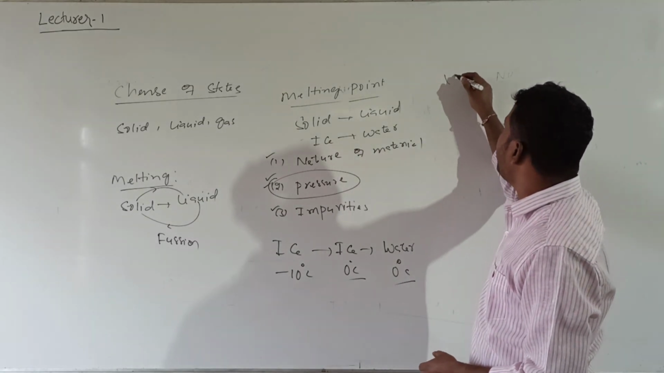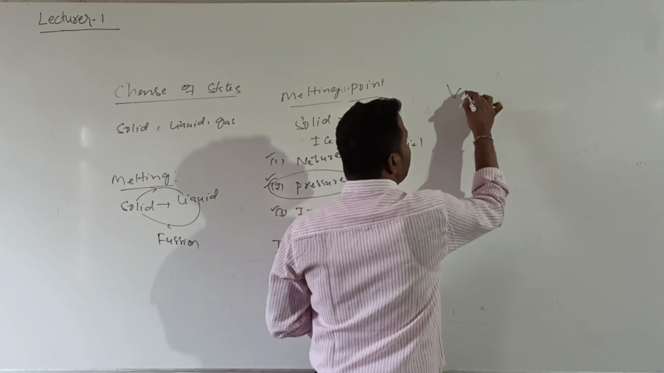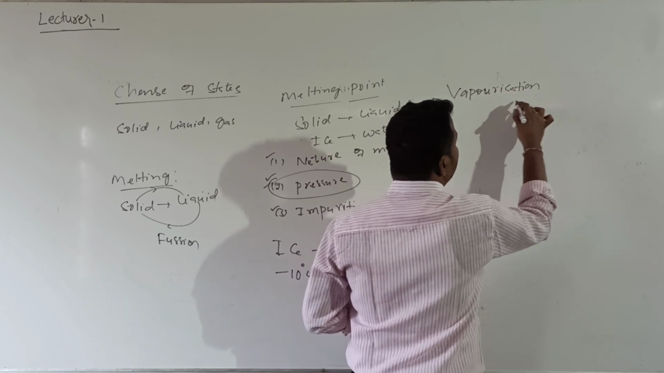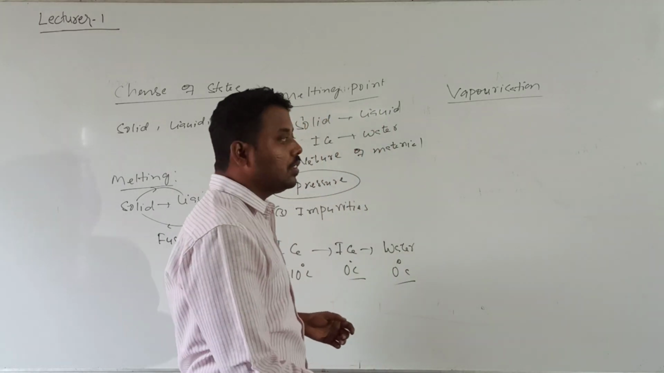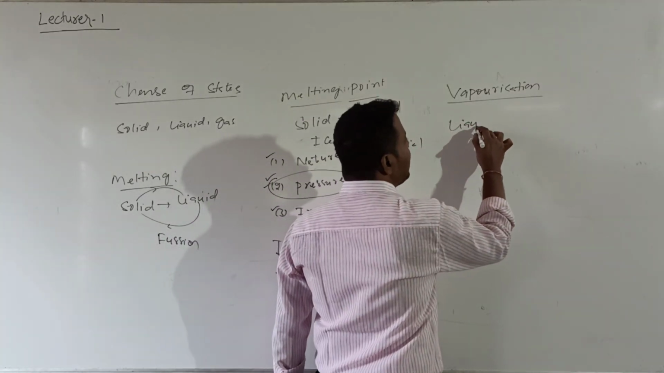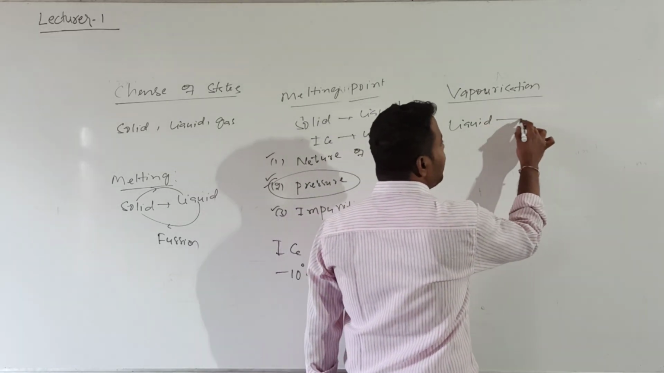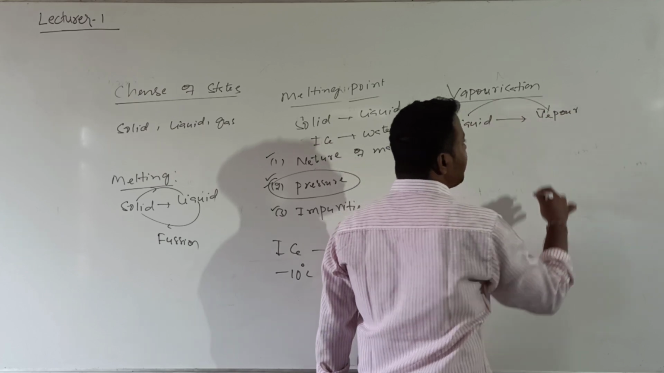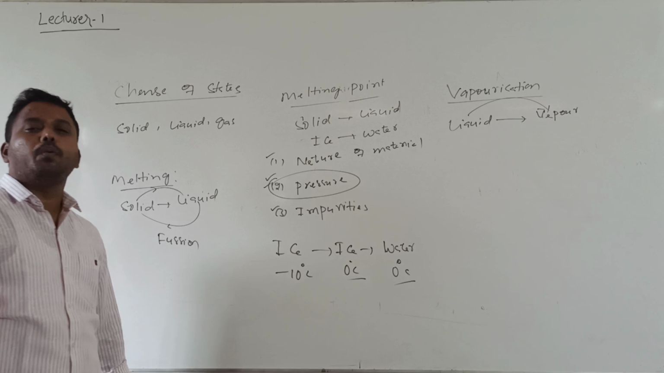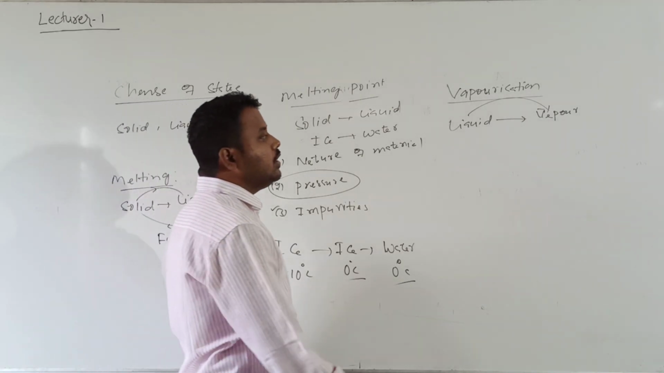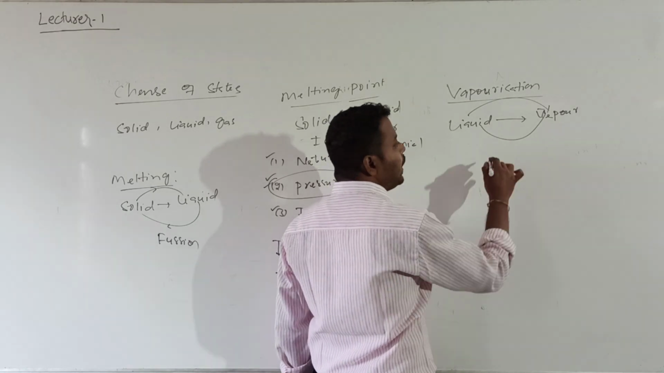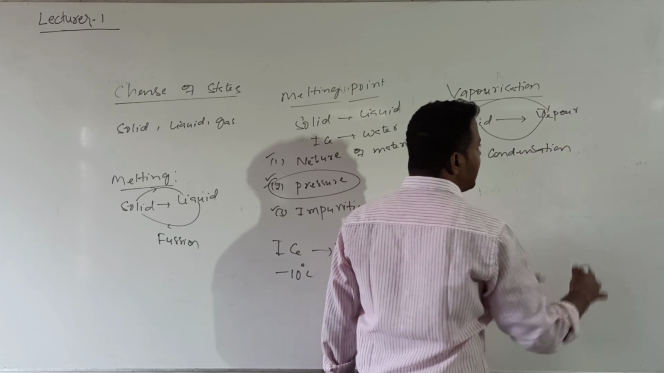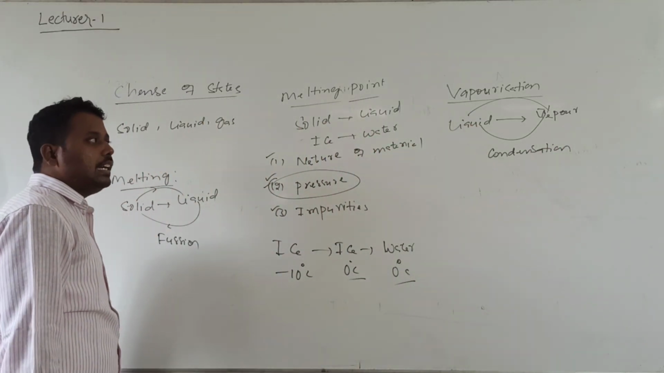So next one is, what is vaporization? After completion of melting, the next one is vaporization, which is also called boiling. So what is vaporization? When you take a liquid and start supplying heat, the temperature of the liquid increases. At one particular temperature, the liquid will be converted into vapor. That process is called vaporization. When you cool down this vapor, the vapor is converted back into liquid. That is called condensation. So, vaporization and condensation.